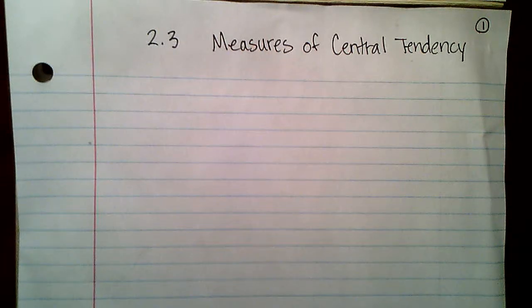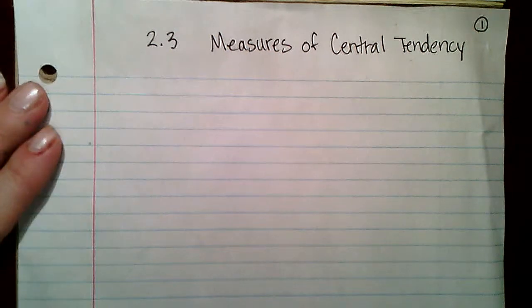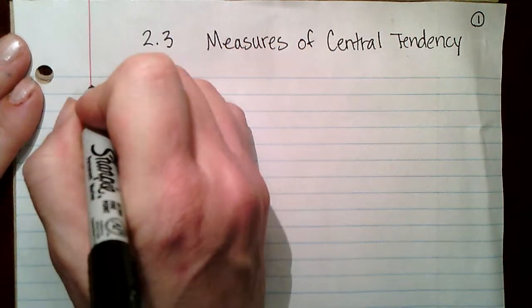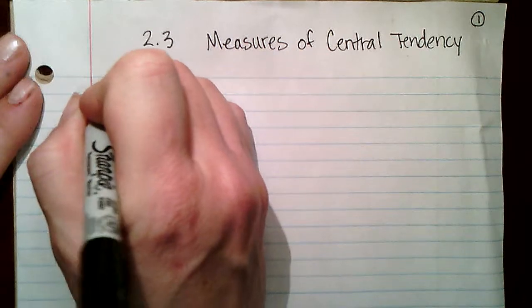In section 2.3, we're going to be talking about measures of central tendency. This section of notes has about 6 pages, so I'm going to try and get it done in one video, but we'll see how that goes. So let's talk about what is a measure of central tendency.